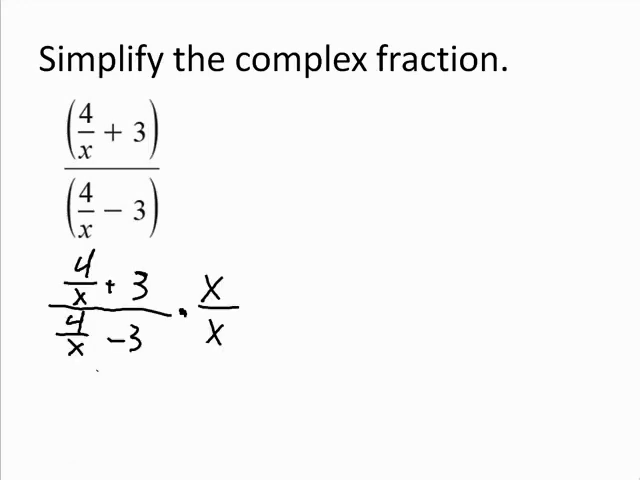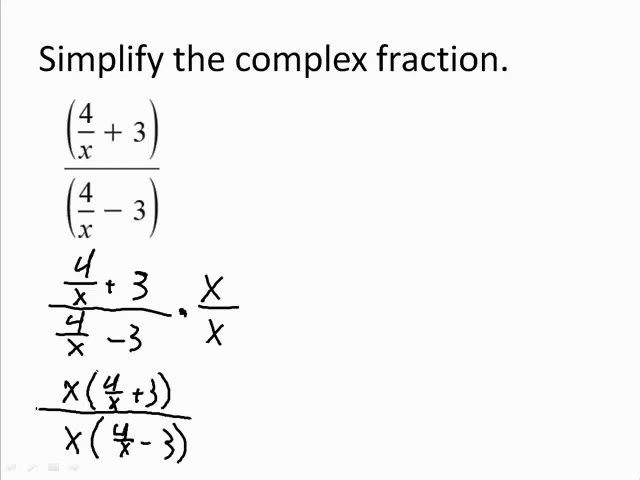Multiply the numerators and denominators. Distribute the x to the 4 divided by x plus 3 and the x to the 4 divided by x minus 3. You are left with 4 plus 3x divided by 4 minus 3x.